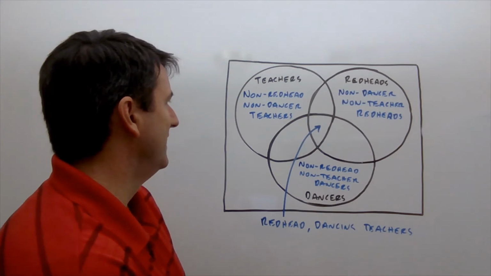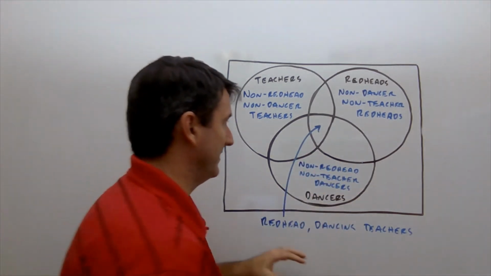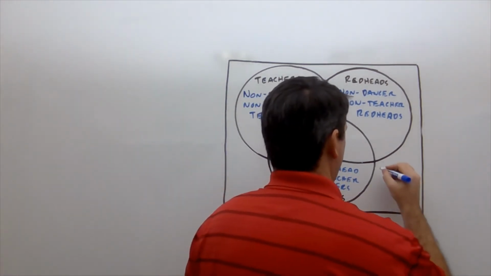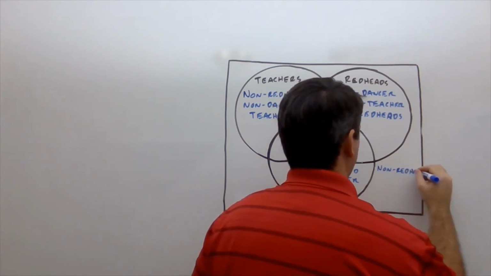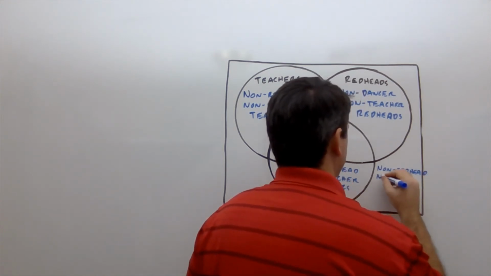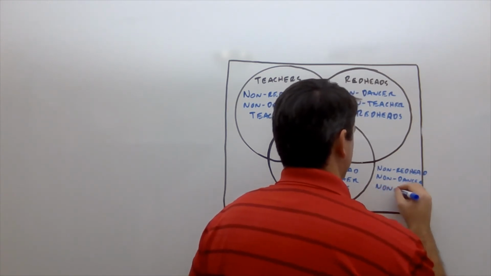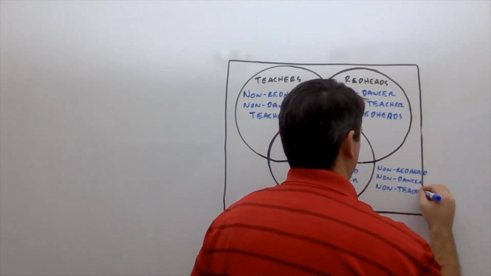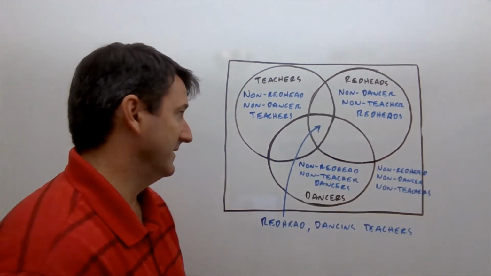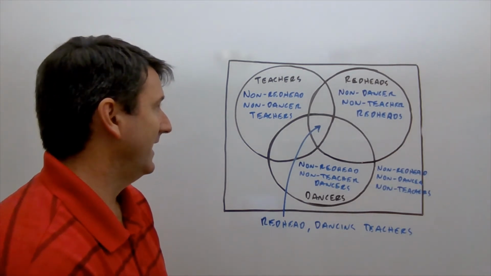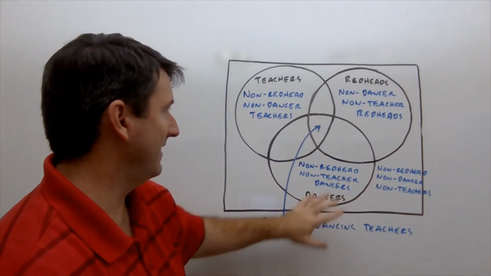Now let's do outside here. This would be people who are none of the above. So these would be non-redhead, non-dancer, non-teachers. Out in that region, that would be my middle son. He is not a redhead, he's not a dancer, and he's not a teacher. Who have we got? 1, 2, 3, 4, 5. There's 6 people in my family.